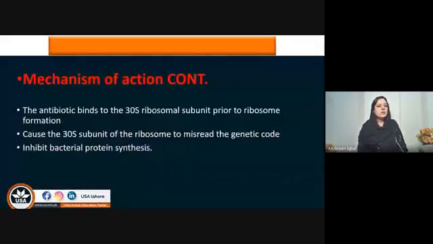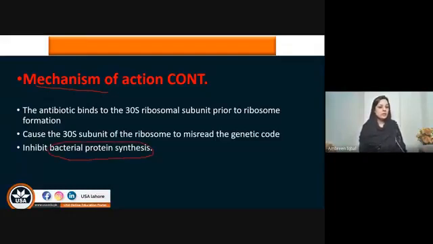Moving towards the further details of the mechanism of action, we have said there are different types of antibiotics. Few inhibit the cell wall synthesis, few inhibit the folic acid synthesis, and there are certain ones that affect the DNA. Similarly, the aminoglycosides are those that inhibit the bacterial protein synthesis. The point is how they inhibit the bacterial protein synthesis.